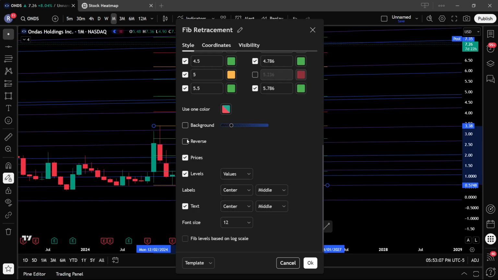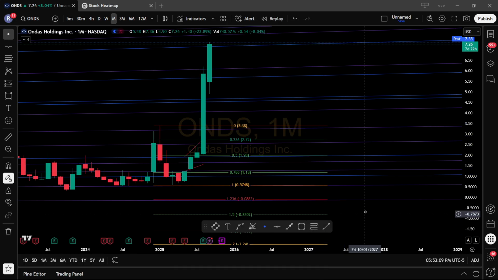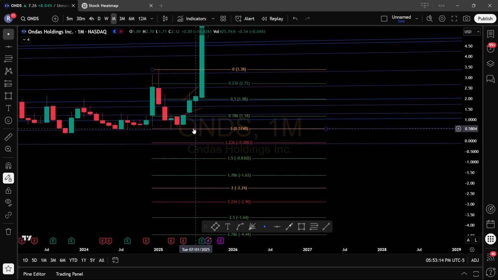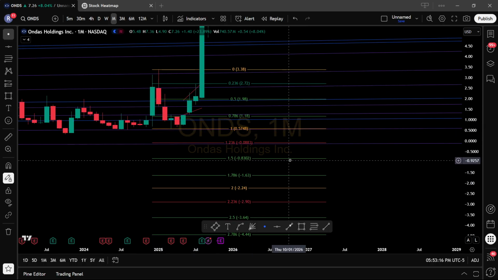And then when something does break below that, it's a simple reverse trigger. So you would just scroll down, hit reverse, and then what happens is it reverses the fib levels, and it gives you dip buying levels based off of that swing high, swing low also. And then you can just play it like that.